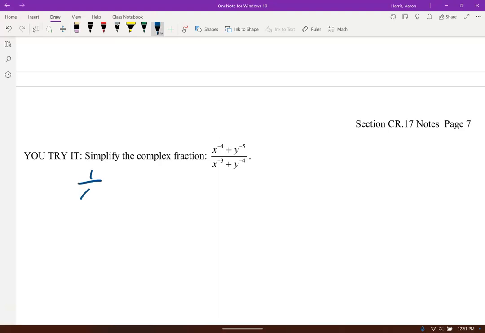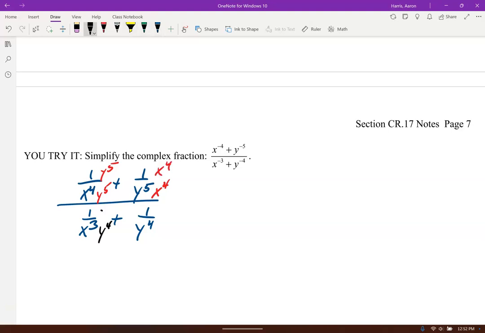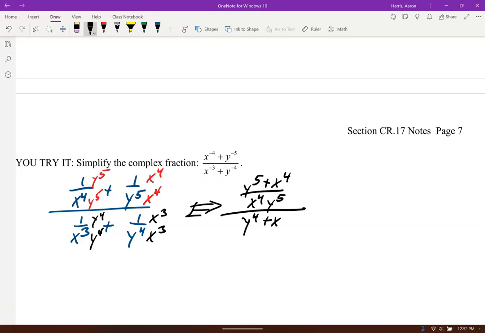So x to the negative 4, I got 1 over x to the 4th, 1 over y to the 5th, I got 1 over x to the 3rd, 1 over y to the 4th. Let's get a common denominator over here. So y to the 5th, y to the 5th, x to the 4th, x to the 4th. Let's get a common denominator down below here. Y to the 4th, y to the 4th, x to the 3rd, x to the 3rd. So it looks like we have y to the 5th plus x to the 4th, all over x to the 4th, y to the 5th. Denominator, I got y to the 4th plus x to the 3rd over x to the 3rd, y to the 4th.